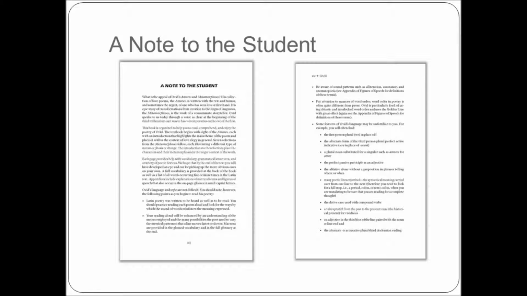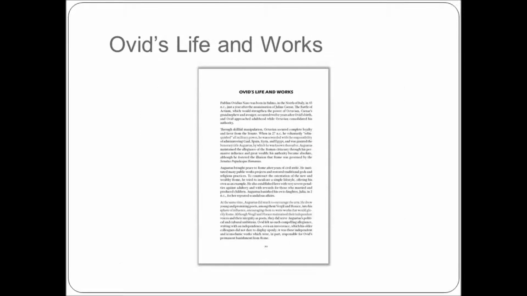The note to student contains general hints for reading Ovid, as well as a bulleted list of features of Ovid's language which may be unfamiliar to students. For example, it points out that a plural noun may be substituted for a singular noun, such as amores for amor. The front matter also contains a brief 3-page introduction on Ovid.